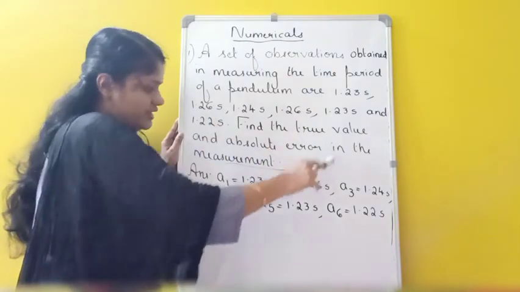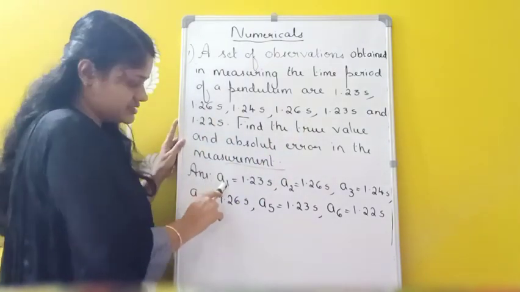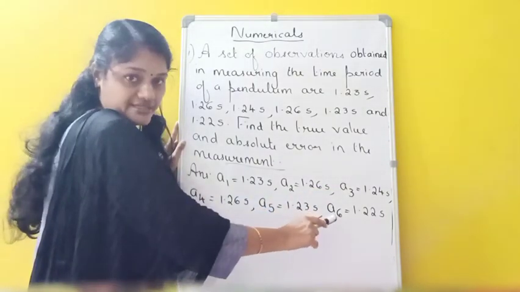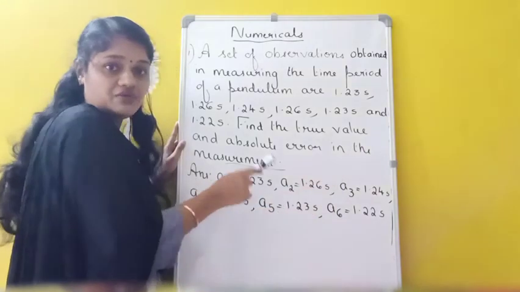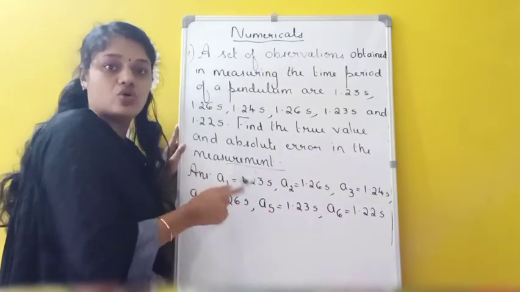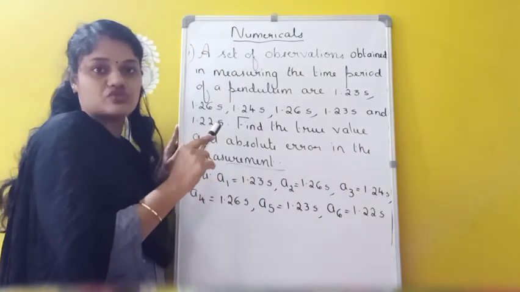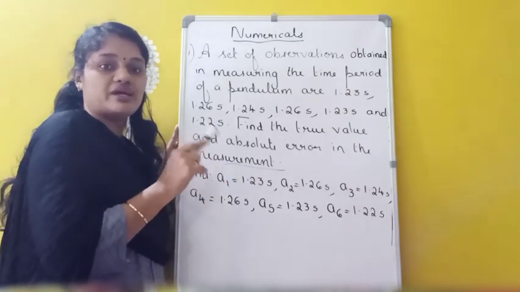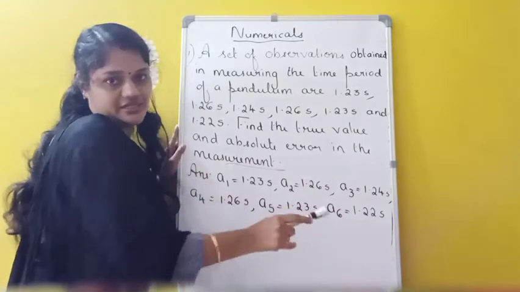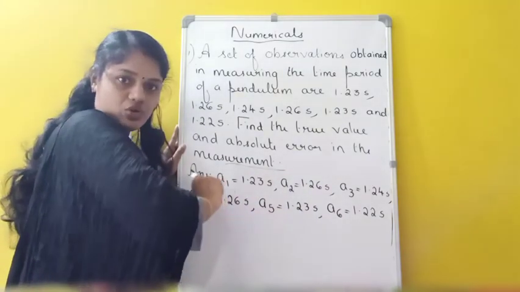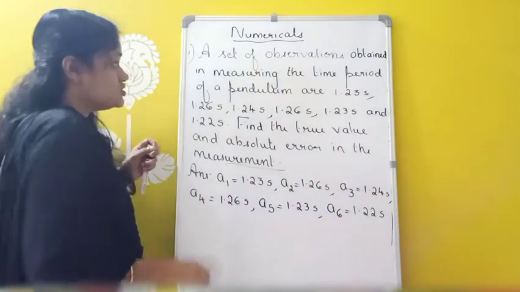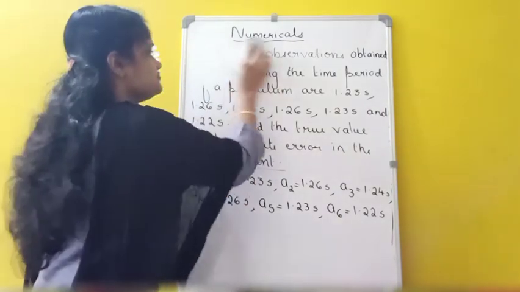So I have written all the measurements here as A1, A2, A3, A4, A5, A6. These are the measured values and we have to find the true value, or mean value. The other name for true value is mean value. How will you find it? We have to find the arithmetic mean of all these quantities. When we take the arithmetic mean of all the measured values, we get the true value or the mean value.